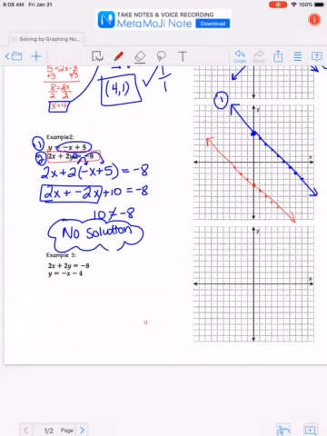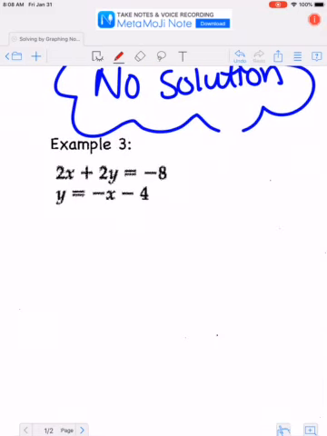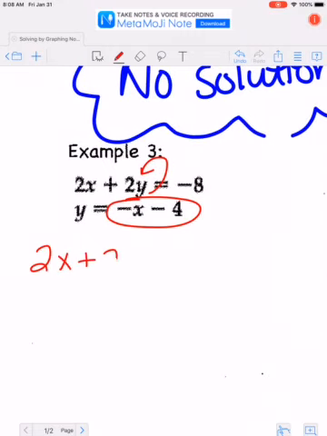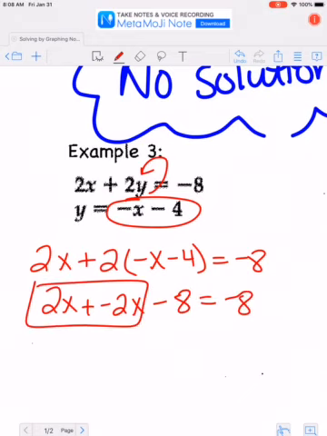Okay, and then my last problem here for example 3. Same thing as I've been doing. You're going to take this equation, plug it in for y. So I get 2x plus 2 times negative x minus 4 is equal to negative 8. So I get 2x plus negative 2x minus 8 is equal to negative 8. Same thing as before, those cancel out. So I get negative 8 equals negative 8.